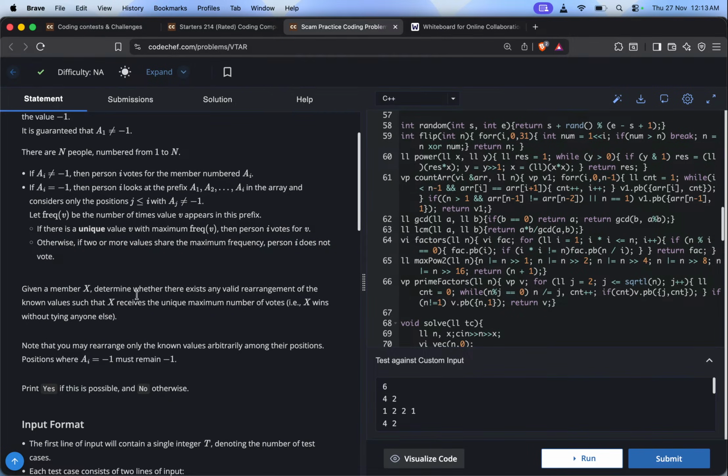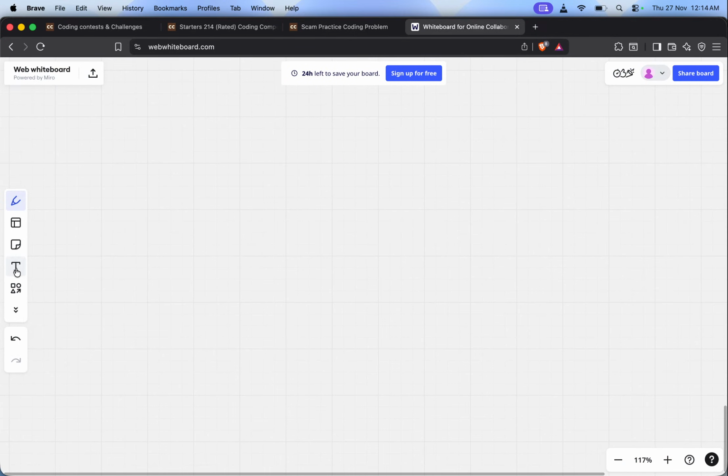Given a member X, determine whether there exists any valid rearrangement of known values such that X receives the unique maximum number of votes. We want X to win with this scenario. What is the scenario? Let's understand it.